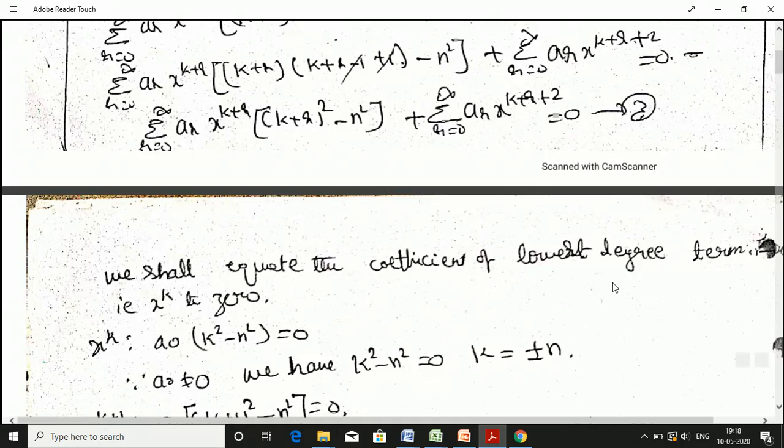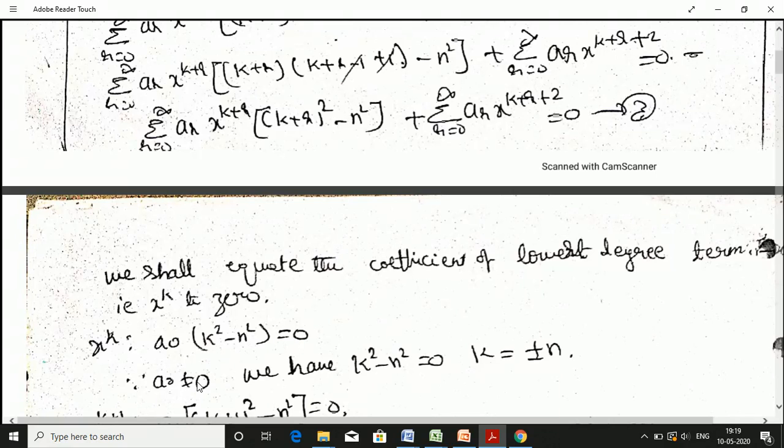Now we'll equate the coefficients of various powers of x to 0, starting from the least power of x. When r equal to 0, x power is k, and for the other term with r equal to 0, x power is k plus 2. So the least power of x is k, right? I am equating its coefficient to 0. The x power k coefficient is a naught into k square minus n square equals 0. This equation is known as the indicial equation.